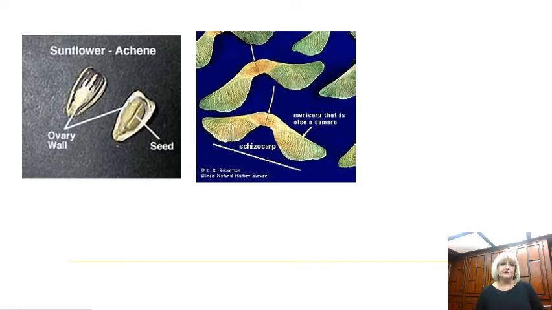Okay, here's just another example of an achene. That is, another example would be like your sunflower seed. The other one, I know you've all seen these, like these little helicopter blades that fall from the tree, schizocarp. And the mericarp is also a samara.